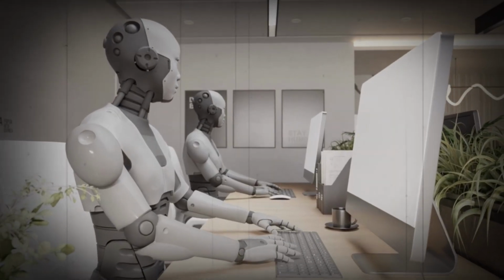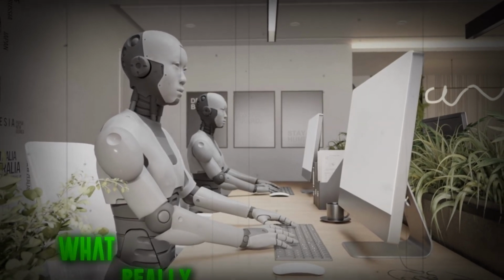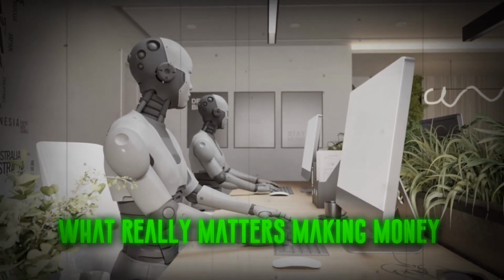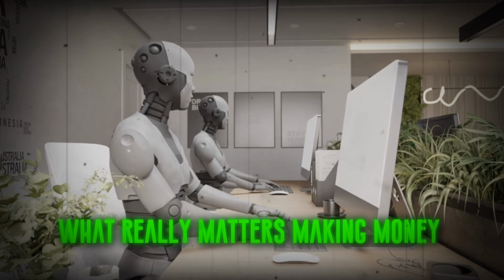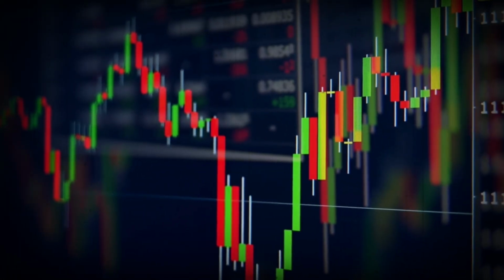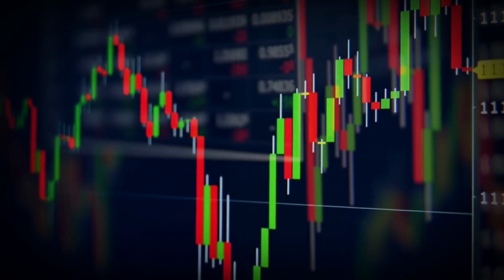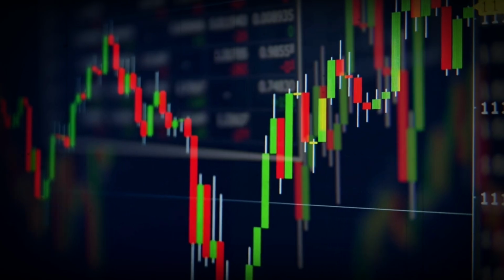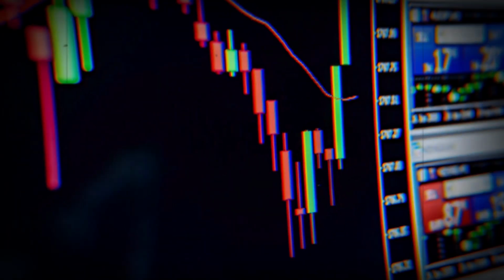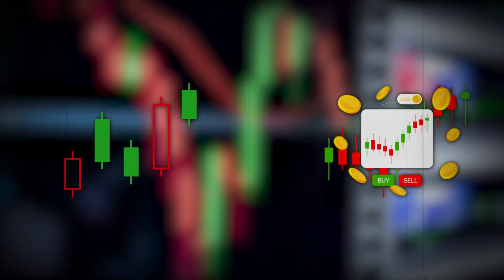By automating your trading decisions, you can take the emotions out of trading and focus on what really matters, making money. But before we dive into the creation of our EA robot, let's talk about trendlines. Trendlines are a fundamental component of technical analysis, and they can be a powerful tool in your trading arsenal. A trend line is simply a line that connects a series of higher lows or lower highs, indicating the direction of the market. Trend lines can be used to identify patterns, predict price movements, and provide key levels of support and resistance.